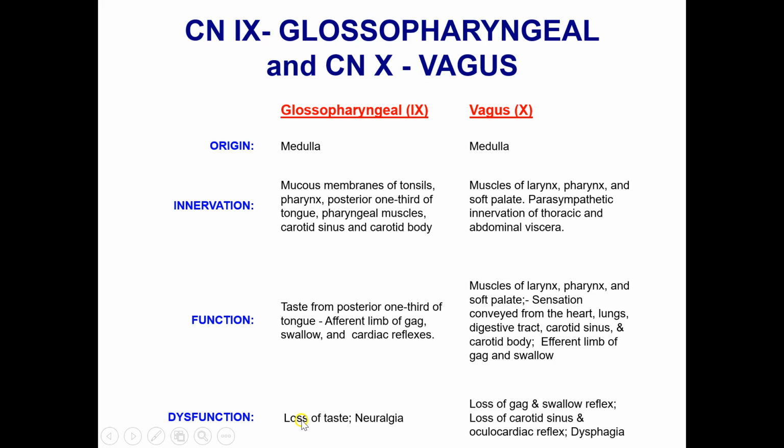Dysfunction of the glossopharyngeal is loss of taste, and sometimes glossopharyngeal neuralgia, like trigeminal neuralgia, can be found in patients. While dysfunction of the vagus nerve will lead again to loss of gag reflex, swallowing reflex, loss of carotid sinus and oculocardiac reflexes, and dysphagia.